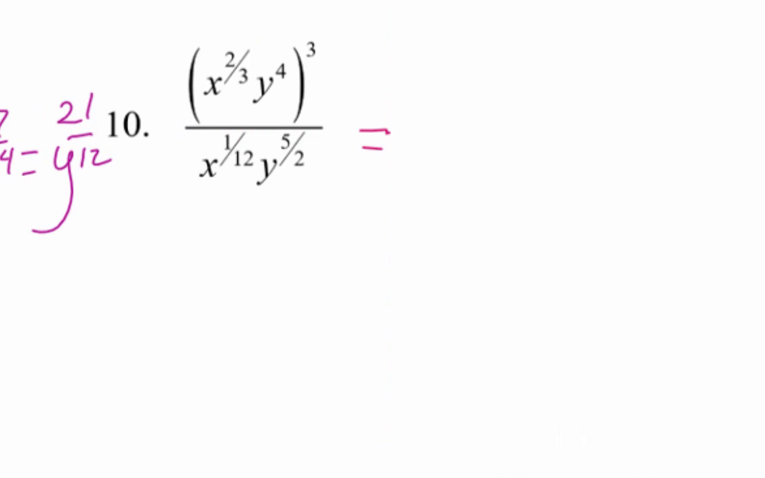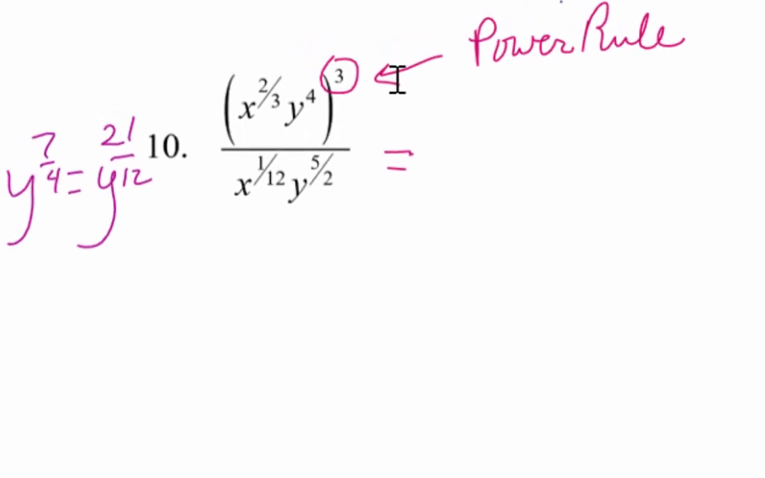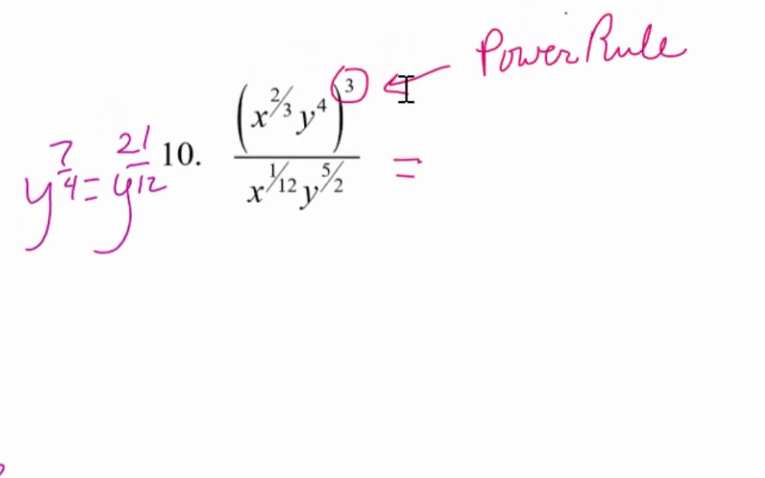Okay, so let's look at another example. In this one, you see we have a fraction, but we have a power rule in the top, right? Because we have that cube, we have to do the power rule first in the order of operations, and then we're going to have some quotient rule, aren't we? Okay, so again, just a reminder that with the power rule, you want to multiply exponents.